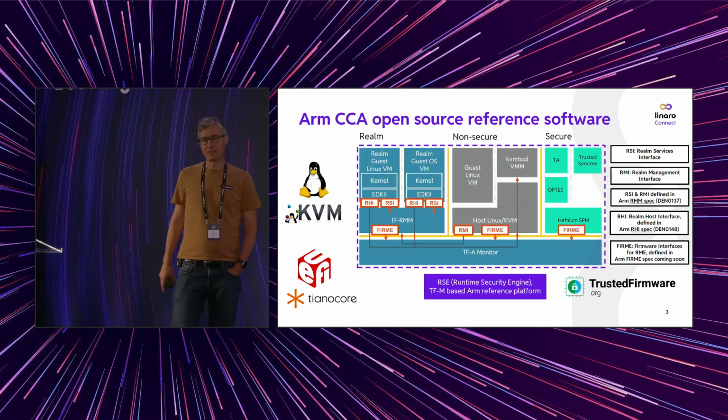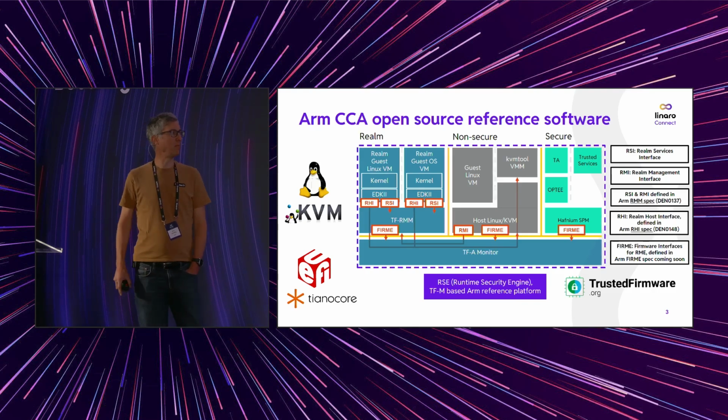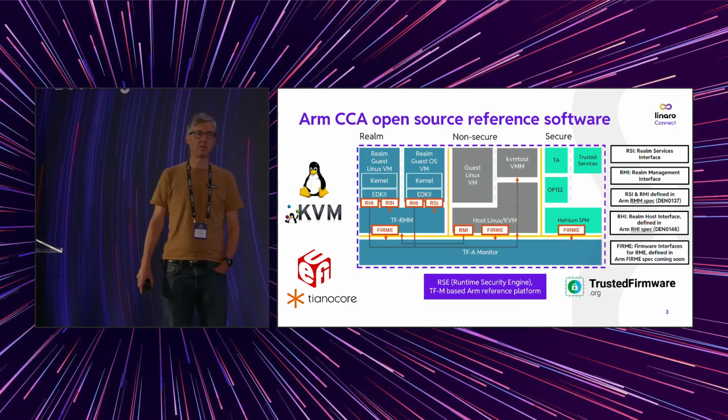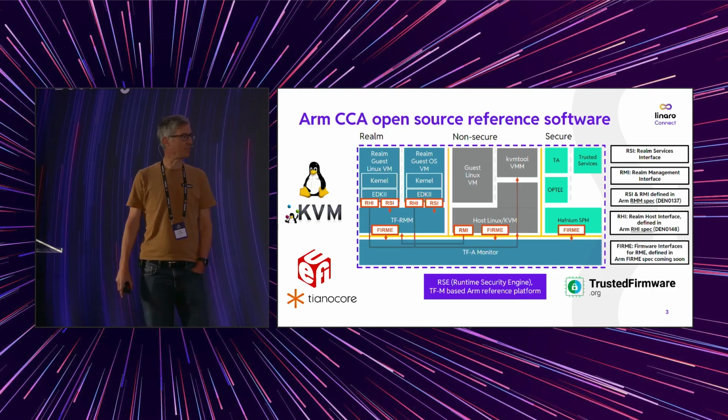Some key interfaces here enable very standardized and architectural software, which is key to the CCA security guarantee. The RMI, the Realm Management Interface, is how the host controls the life cycle of Realm VMs and delegates memory into and out of those VMs. The Realm Services Interface is the interface from the Realm itself down into the firmware, for things like measurement and attestation, and getting attestation data from the system.